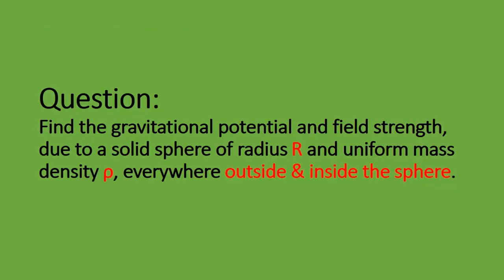So now, the question we are trying to solve is the following. Find the gravitational potential and gravitational field strength due to a solid sphere of radius R and of uniform mass density, let's call it rho, everywhere outside and inside the sphere.